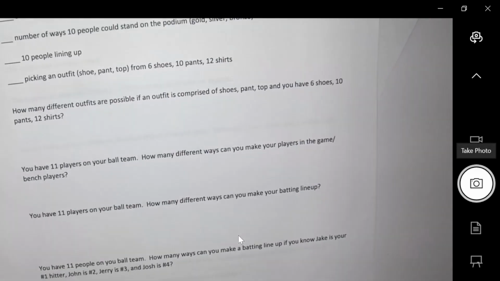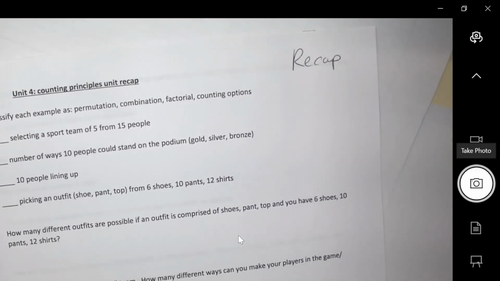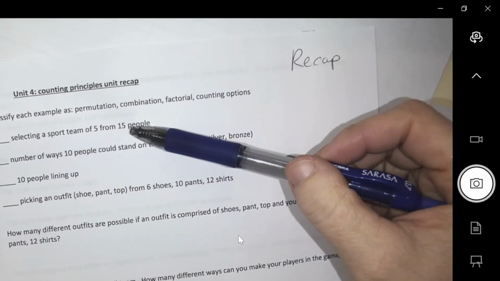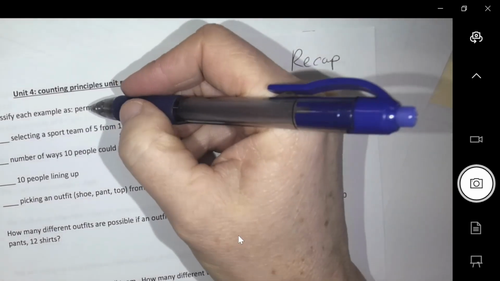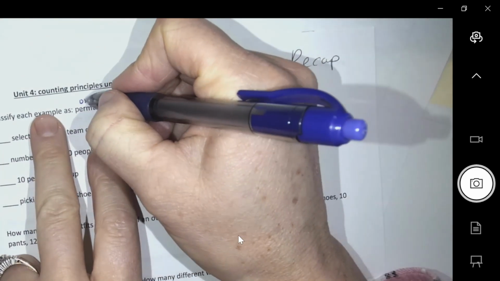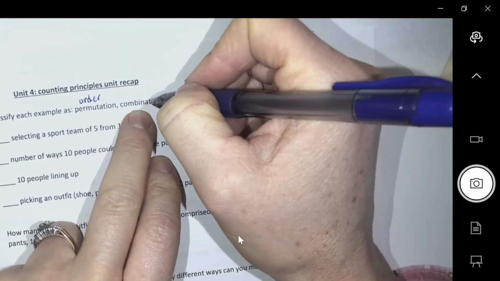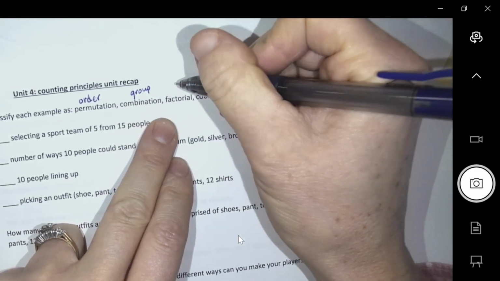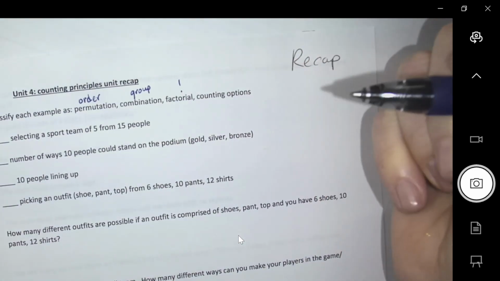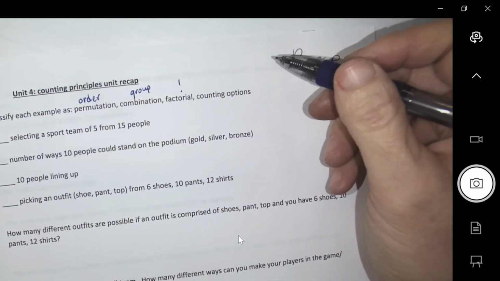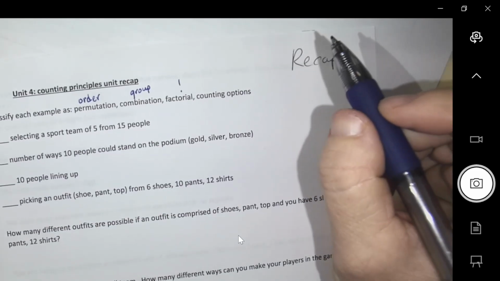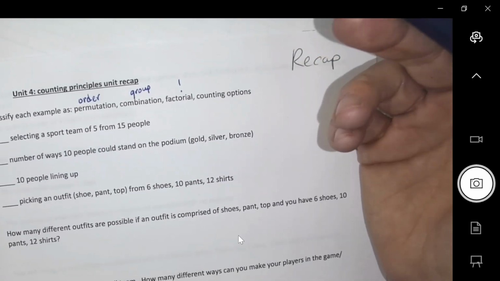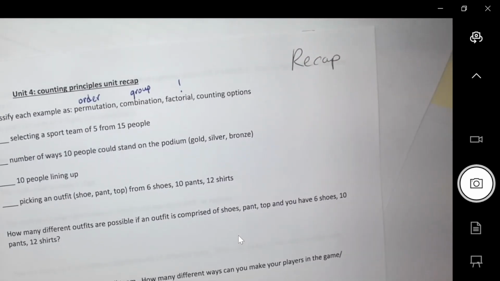Okay, in the recap, question 1, I just want you to tell me what you would use to solve this. A permutation is when you're doing an order of something. A combination is just you're grouping. Factorial, that's when you're kind of lining things up or just counting. Counting would be like on a lock code, right? 10 times 10 times 10 or something like that. That's just counting because you can't permutate that.